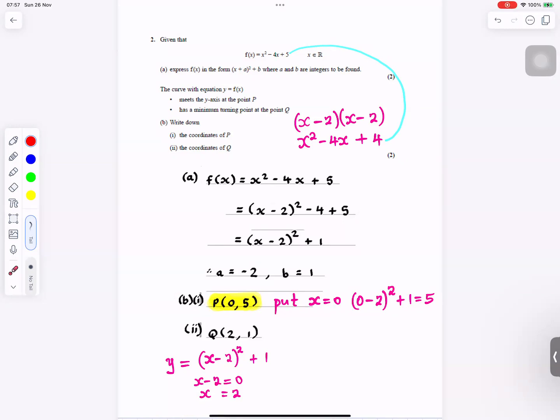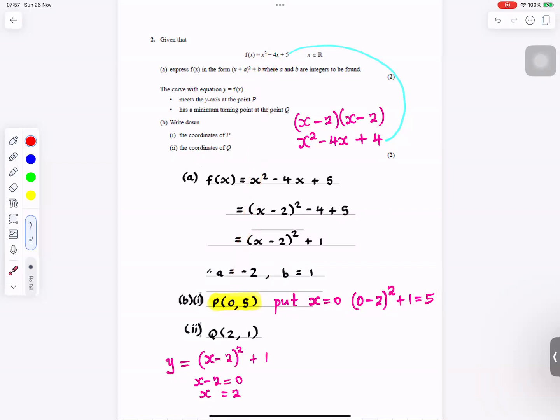Part B, write down the coordinates of P. The coordinates of P is where it meets the y-axis. When it meets the y-axis, the x value is 0. So put x is 0. And when you put x is 0, you solve it, you get the coordinate to be 0 and 5. So you put 0 there, put 0 there, and then get 0 and 5.